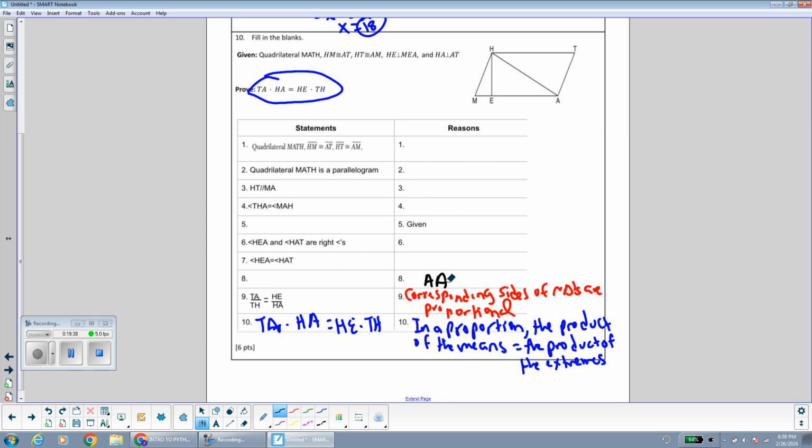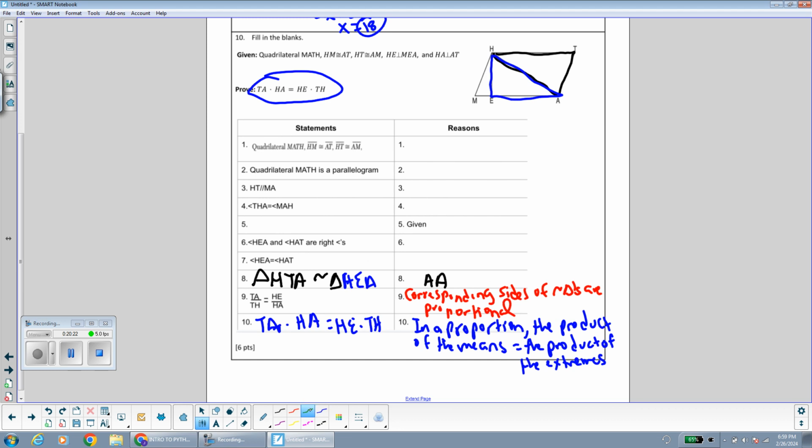I just need to figure out which triangles I'm proving similar. And that's going to come from the proof statement. So from the proof statement, we have TA. Let me outline that. We have HA. Oh, look, already I know one of my focus triangles, triangle HTA. And let's figure out the other triangle that we're proving similar. HE, TH. So let me put in my other triangle here, triangle HEA. Once again, that came from the proof statement. Now we know the triangles that we need to prove similar. So we're looking for AA in those two triangles.